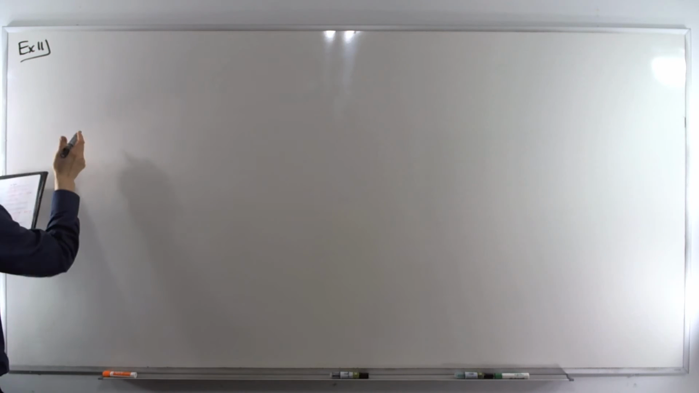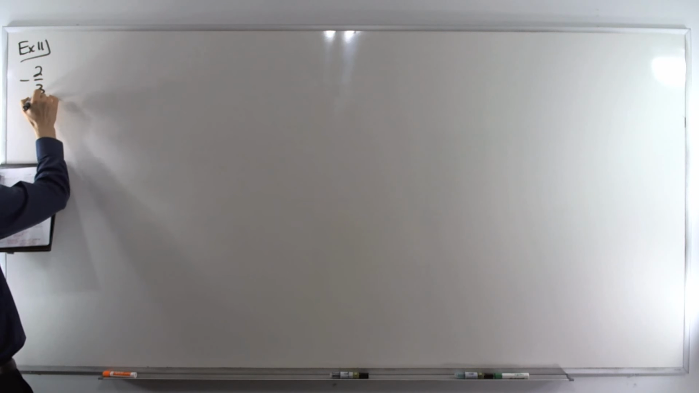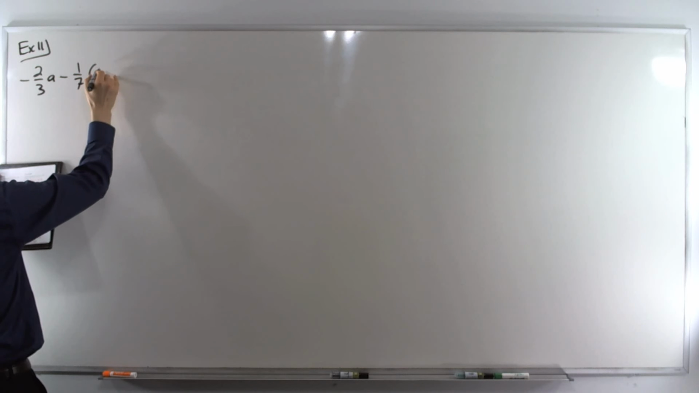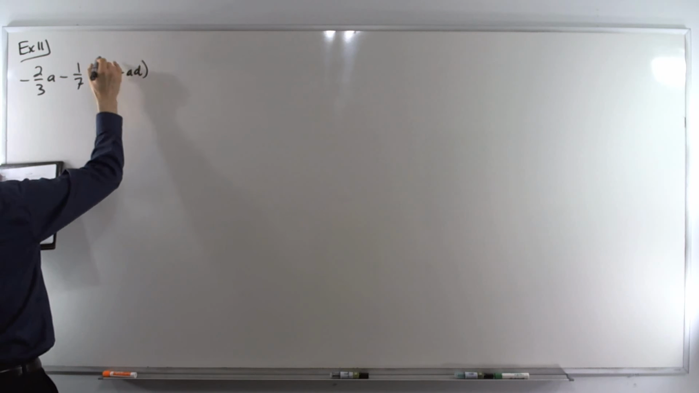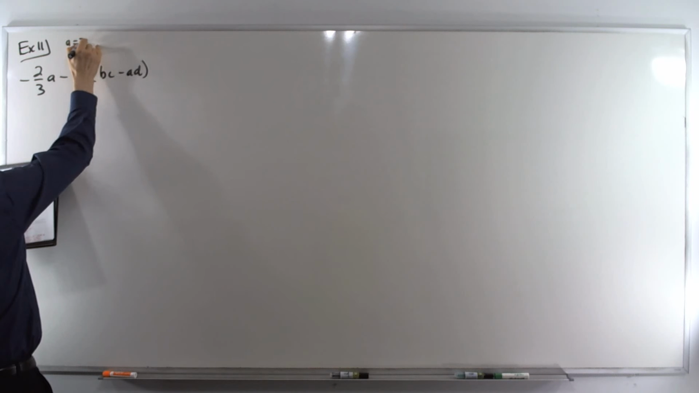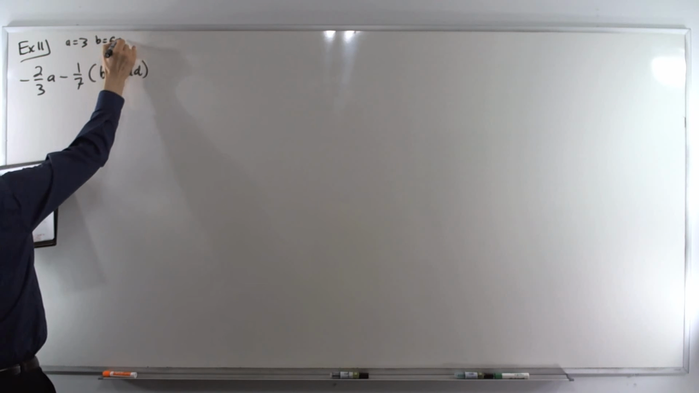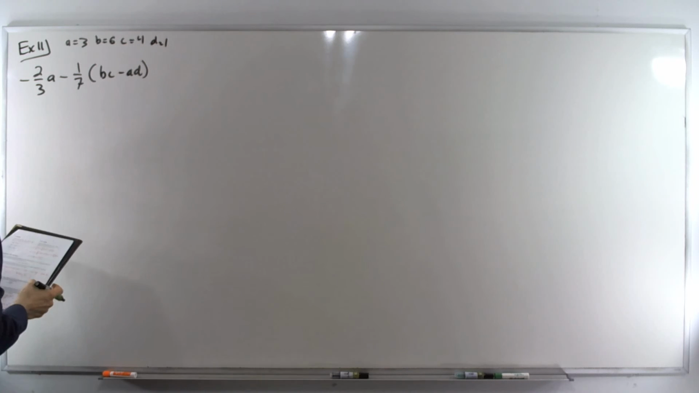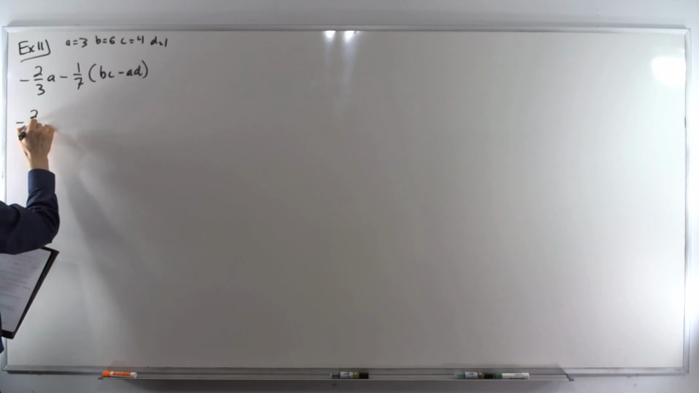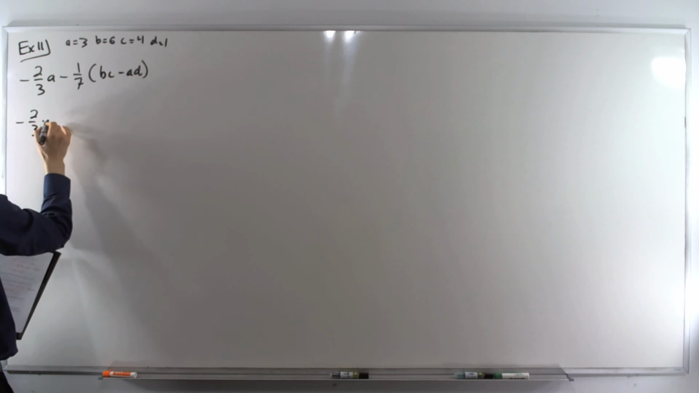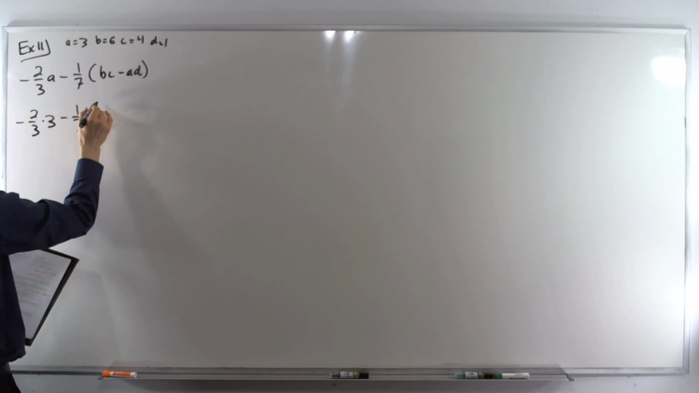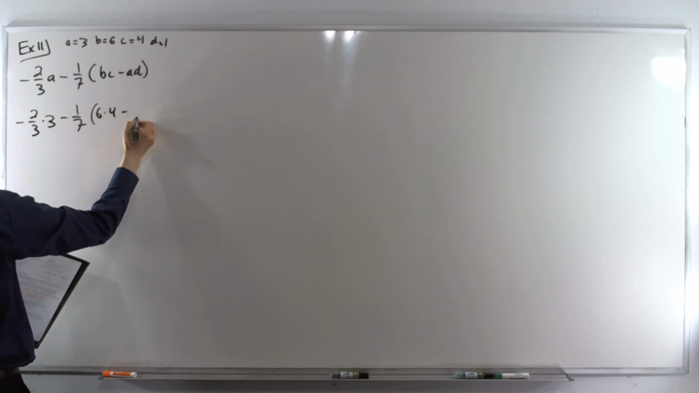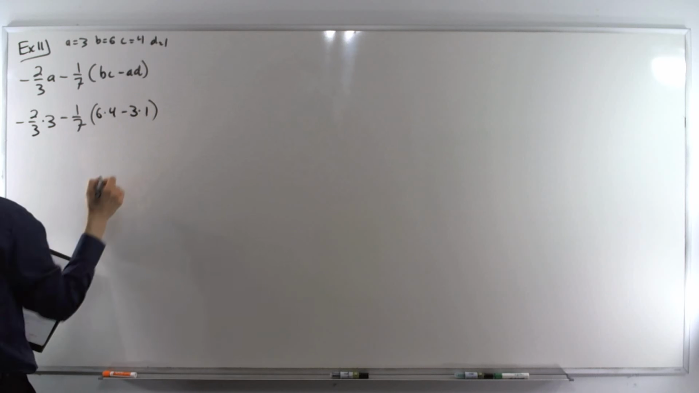Example 11. Now we have a 3 for A, so plug that in there. 1/7. Now B times C, that's 6 times 4. Minus E times D, 3 times 1.